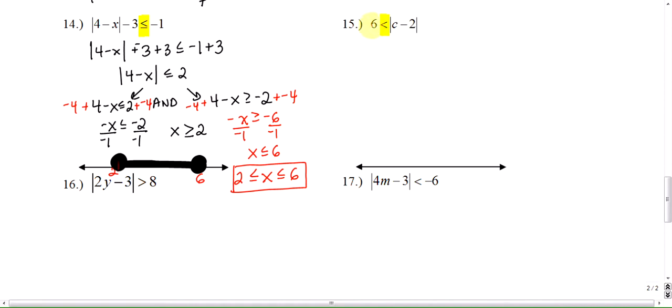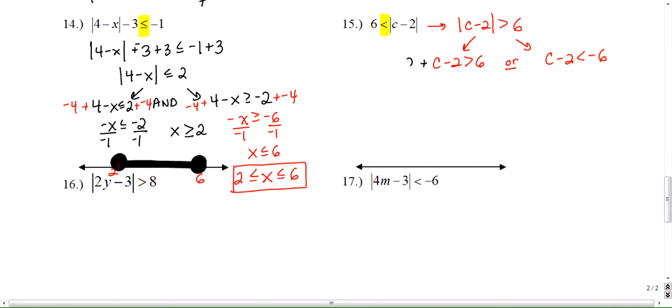Number 15, I'm actually going to rewrite this and do c minus 2 is greater than 6. It looks just complicated the other way. This looks ready to split, actually. It looks like I do not need to get the bars alone. So I'm going to do c minus 2 is greater than +6. This is greater, or, and c minus 2 is less than negative 6.